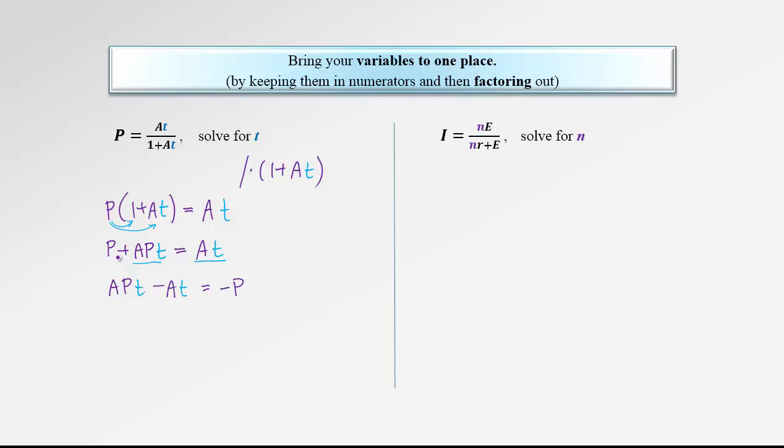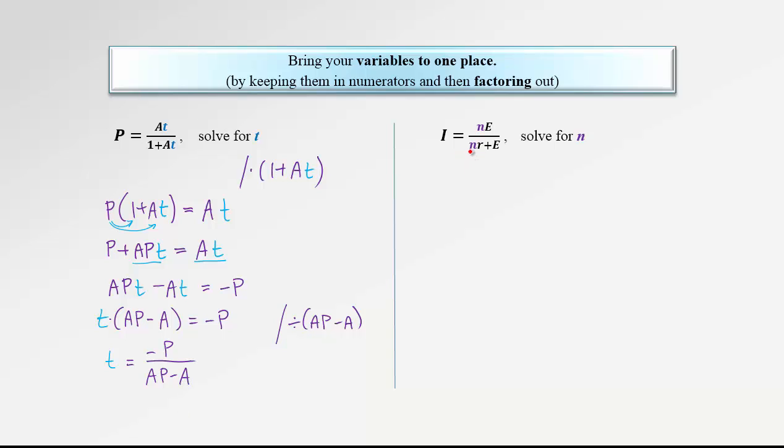Remember, every time we move the term to the other side, we change the sign, right? And finally, to make sure that t is in one spot, factor it. So we factor t out of the bracket, and in the bracket we have ap minus a equals negative p. The last step, let's undo this multiplication, so we divide by the whole bracket ap minus a. Therefore, the final answer, t equals negative p over ap minus a.